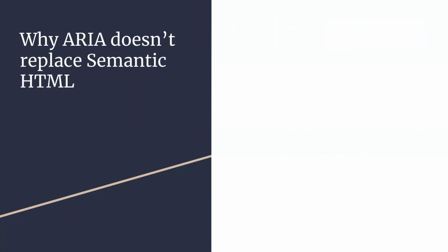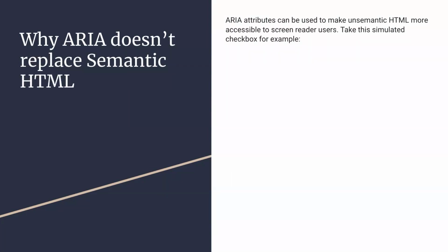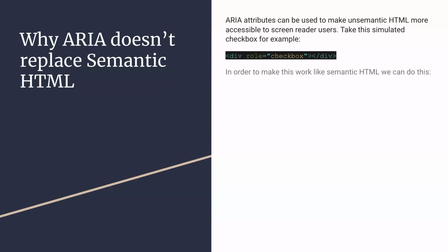That's why ARIA doesn't replace semantic HTML. ARIA attributes can be used to make non-semantic HTML more accessible to screen readers. For example, in this checkbox, let's say for some reason you're having trouble getting the checkbox looking the way you want. You're like, I'm just going to create a div and call it a checkbox. So I give it the role of checkbox, and then it looks like a checkbox.